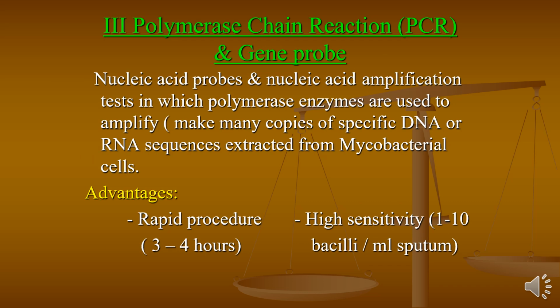Polymerase chain reaction and gene probe. Nucleic acid probes and gene amplification, in which polymerase chain reactions are done. Here you make multiple copies of specific DNA or RNA sequences extracted from the mycobacterial cell. The advantages are that it is rapid and has high sensitivity. How rapid? You can get the results in around 3 to 4 hours, and around 1 to 10 bacilli per ml are easily detected.